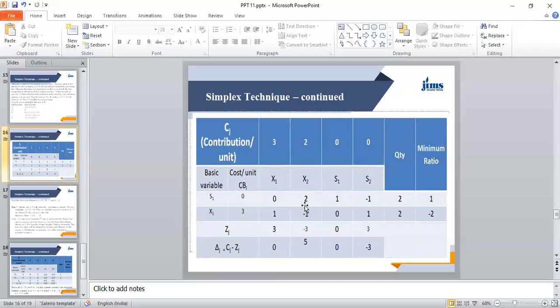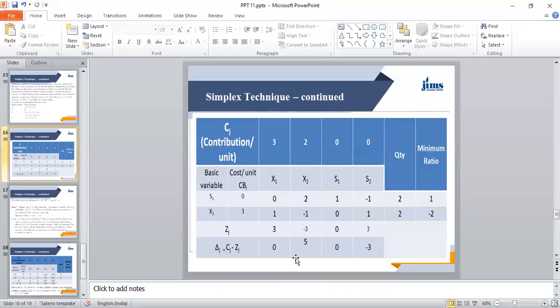So what we do, we divide the quantity column with the corresponding elements in the key column. So 2 divided by 2 is equal to 1, and 2 divided by minus 1 is equal to minus 2. So we need not divide it. We simply say that we do not consider negative values. So there is only one positive value. What is the positive value? This one. So this becomes the key.